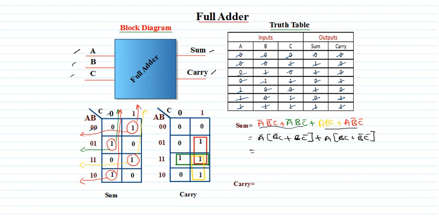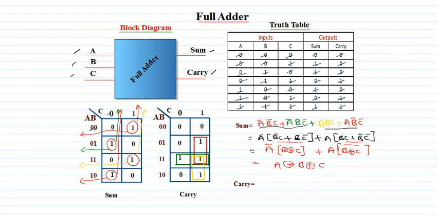So here you can see this group as B XOR C and this group as B XOR C the whole bar, and this is A here, and this is A bar here. Now finally we can write it as A XOR B XOR C. So that is the final simplified version of this sum equation.